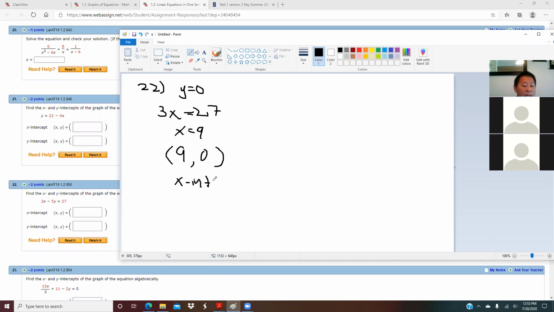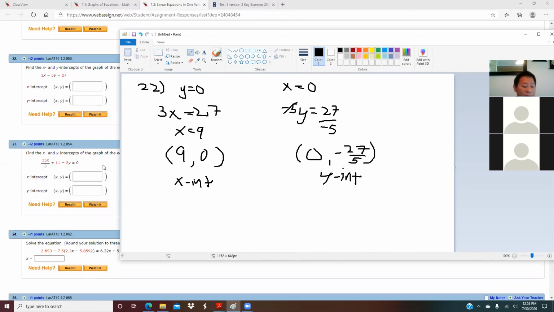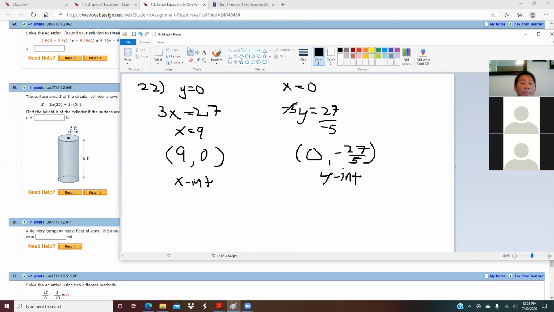And in order for you to do the y-intercept, you do the opposite. You plug x equals 0 in here. So when x becomes 0, you have -5y equals 27. Don't forget, you have a negative there. And then you divide this by -5. So your y in this case is 27 over -5. So your y-intercept in this case is 0, -27 over 5. This is your y-intercept. You guys okay here so far? Okay. It's very straightforward. The x and y intercept is very easy.